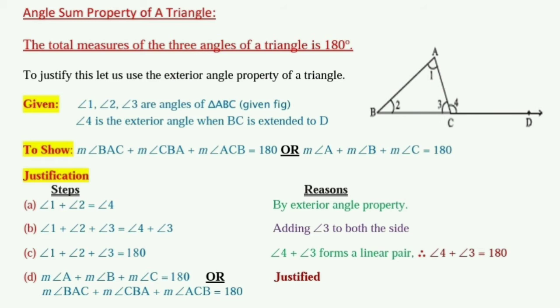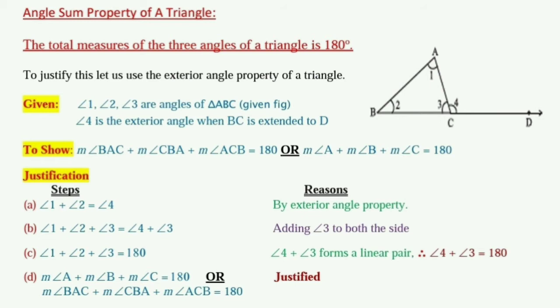How is it 180? So from the diagram, angle 4 plus angle 3 forms a linear pair. Therefore, angle 4 plus angle 3 is equal to 180. So, we replace angle 4 plus angle 3 from step 2 and write 180 in step 3. It's clear? Now, the last step.